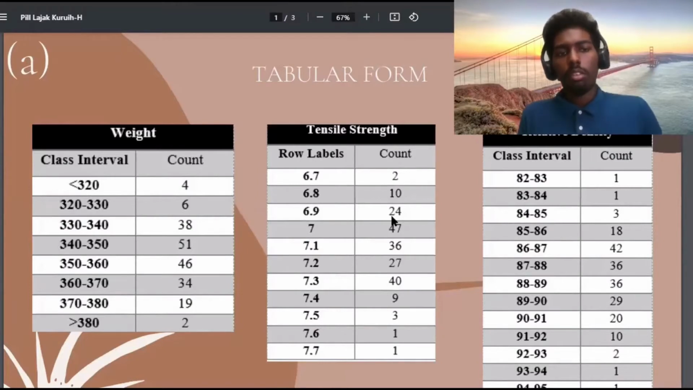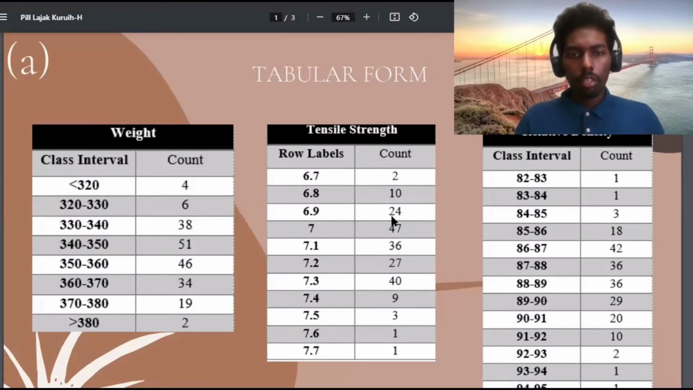So we've been given a sample of about 200 tablets, and I've been asked to summarize it for my group. Now we've been given 3 different sectors. So we're dealing with weight, tensile strength, and relative density, as you can see on my screen here.